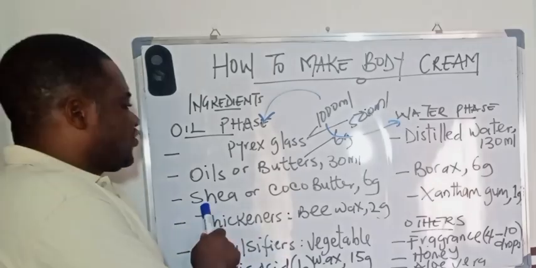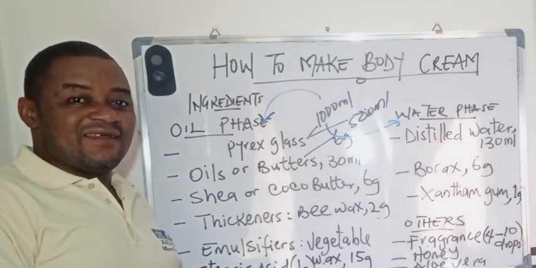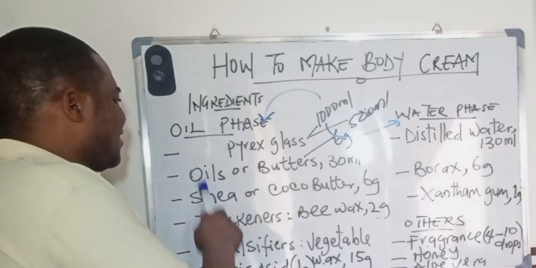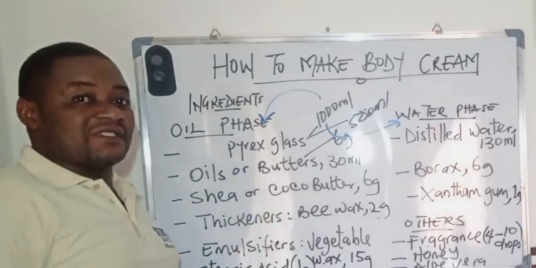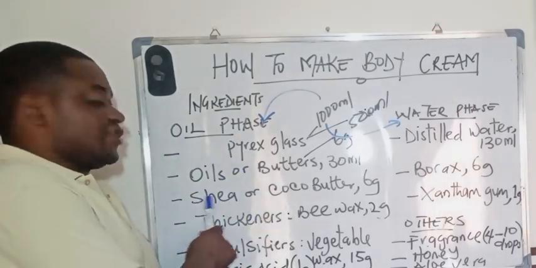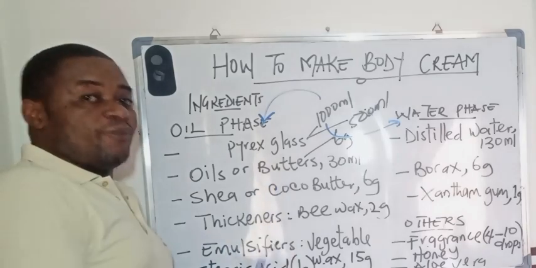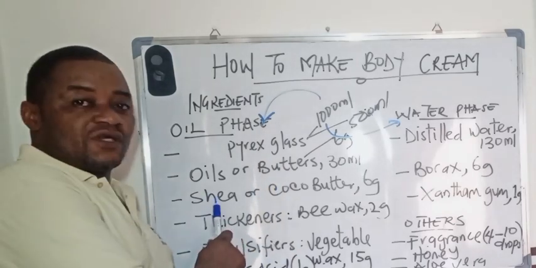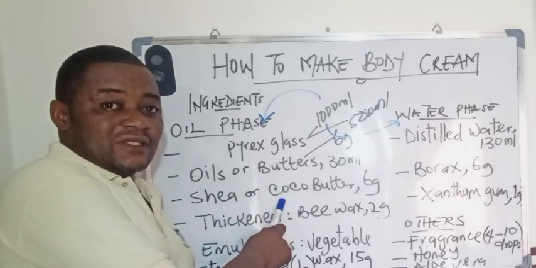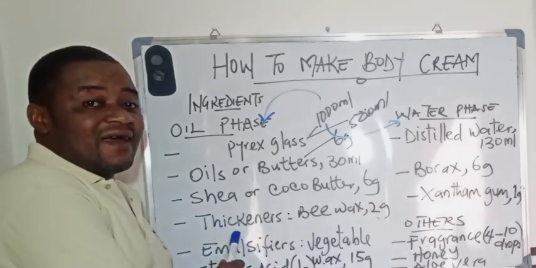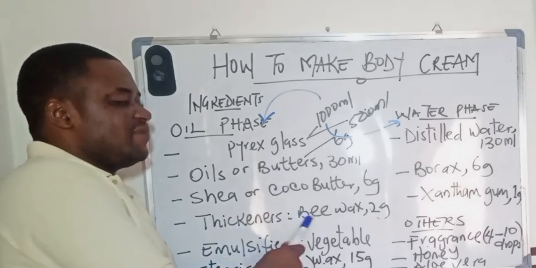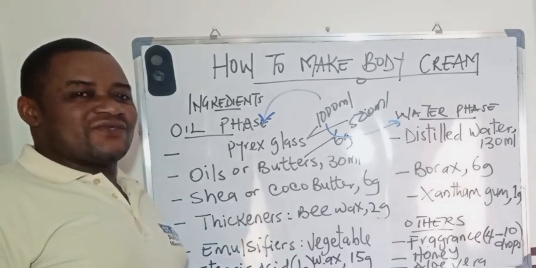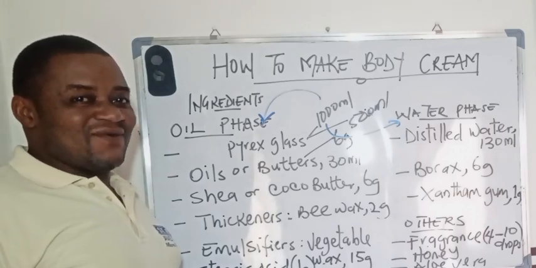So you also need shea butter or cocoa butter. All these are in the store and are in the market. So you buy any of the oils, or you can buy butter. You get a shea butter, or you get a cocoa butter. You don't use the two. You're going to use just one. So either you make use of a shea butter, or you make use of a cocoa butter. You also need a thickener. And one of these thickeners is beeswax. They sell it there in the market. So you ask for beeswax and you have it.